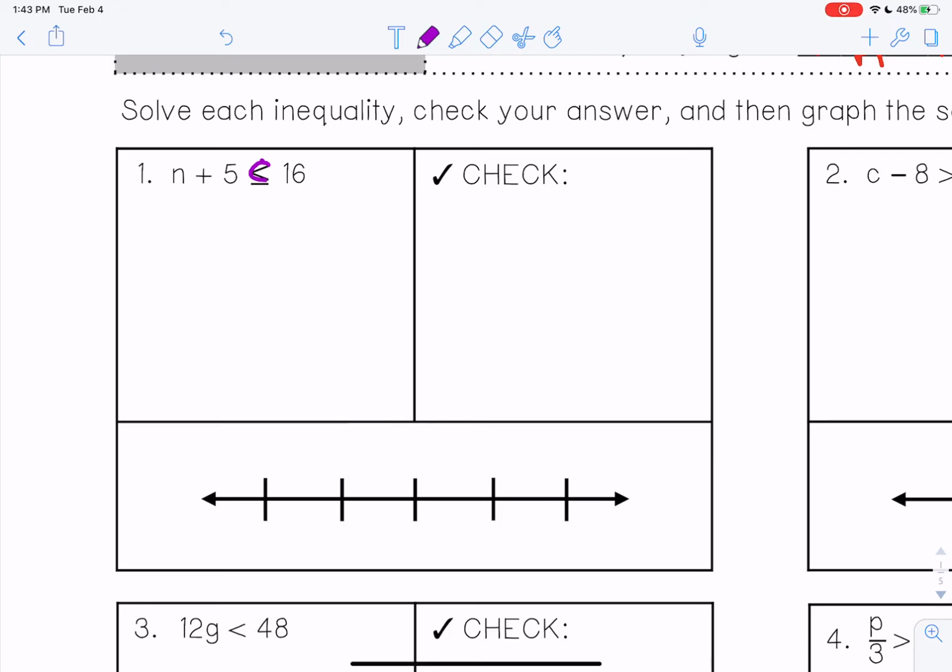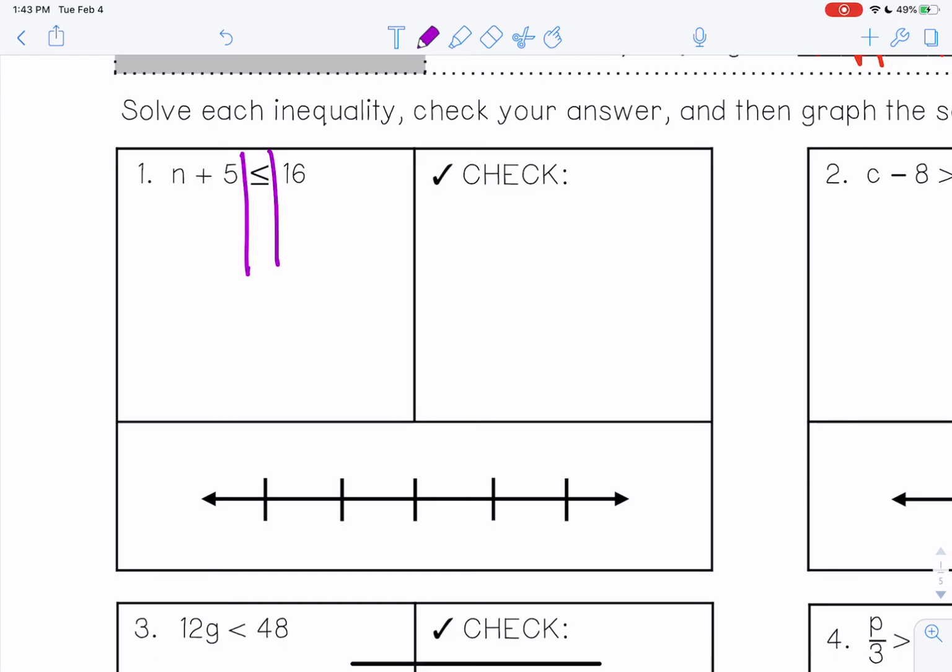So that means 16 is bigger than n plus 5. And because we have this line underneath, that's the or equals sign. So 16 is greater than or equal to n plus 5. Now for our steps. Step 1, draw the river. We don't have to worry about number 2, order of operations, because there's only one operation, right? So we're just going to go ahead and jump to step 3, which is do the opposite operation.